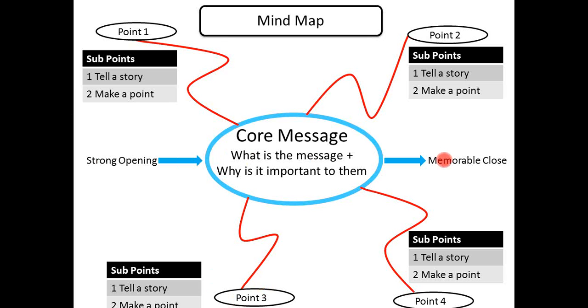So when I practice a keynote presentation, I don't practice at the word processor. I don't keep rewriting scripts. I make sure that I've got my opening nice, sharp, tight, and memorable, and I test it on people. I test it on audiences.